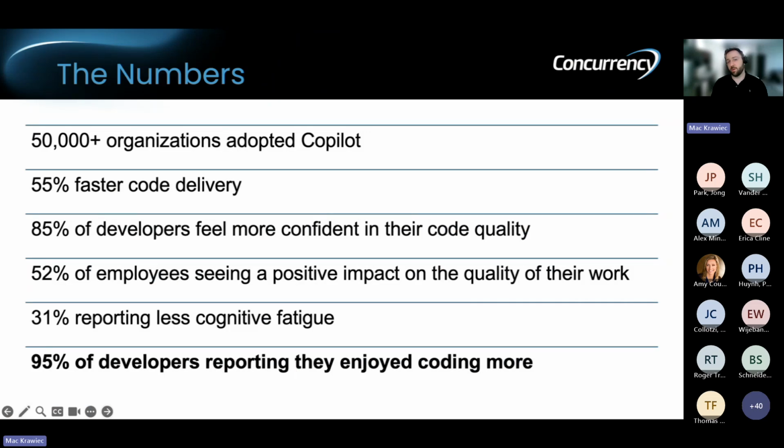I wanted to start with some numbers. If you were in any of the previous sessions, I know that Brian Hayden mentioned some of these numbers, but I really wanted to drill that home from an adoption perspective and how it impacts developers. Over 50,000 organizations have adopted Copilot, and this is old because that's from, I think, Q3 of 24. I wouldn't be surprised if this number hasn't doubled since then. But 55% faster code delivery.